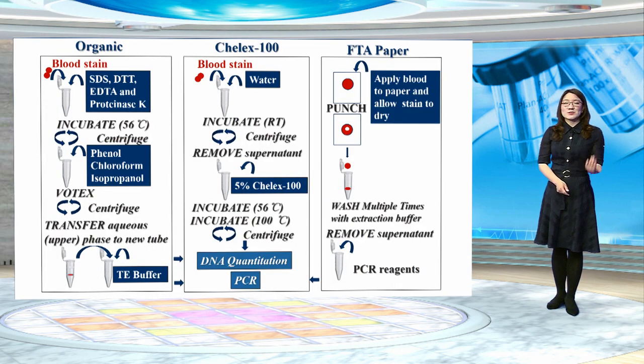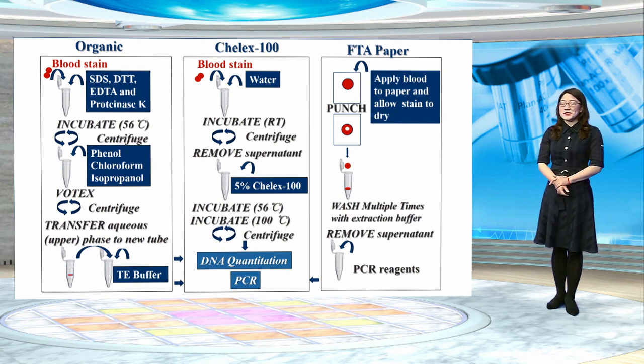The organic extraction, sometimes referred to as the phenol-chloroform extraction, has been in use for the longest period of time and may be used for the situation where either RFLP or PCR typing is performed. High molecular weight DNA, which is essential for the RFLP method, may be obtained most effectively with the organic extraction.